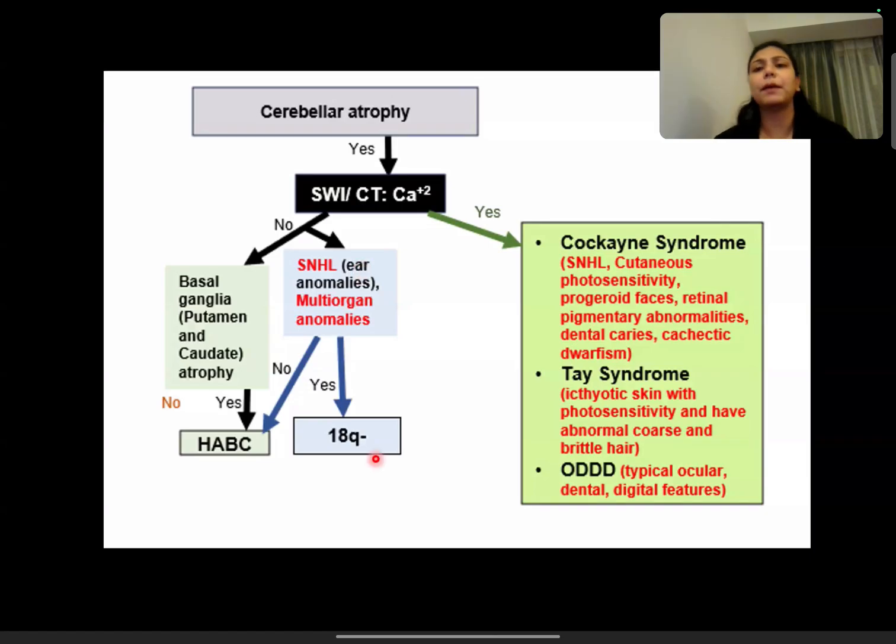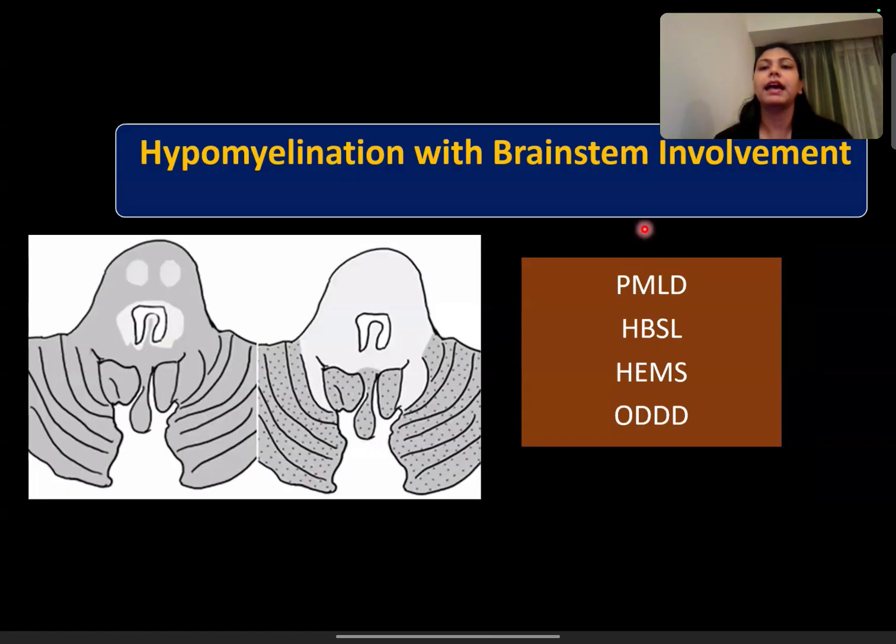So then we have hypomyelination with brainstem involvement, as we already discussed about PMD and PMLD. This is diagrammatic to represent PMD, where there was sparing of the ventral brainstem except for the corticospinal tract, as compared to PMLD, where there was diffuse involvement of both the ventral and dorsal brainstem.